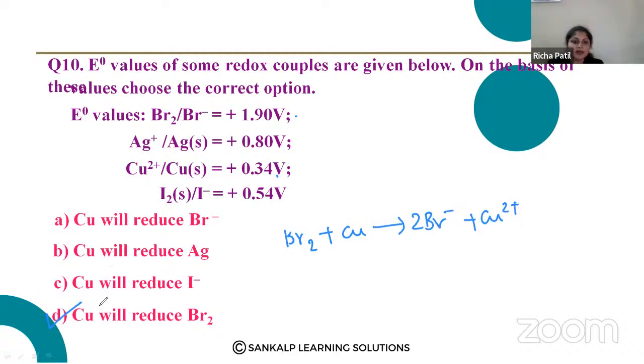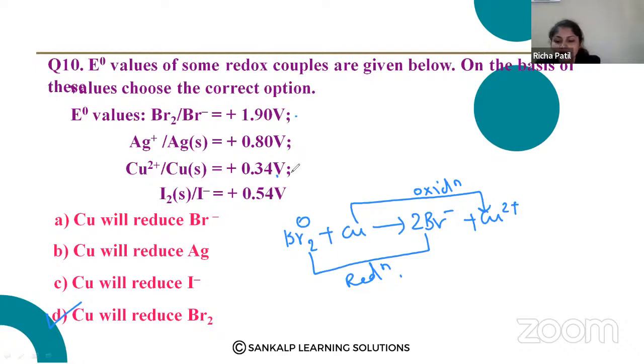So Cu will reduce Br2. You know Br2 is 0 and this is minus 1, so there is an increase in oxidation number, it is oxidation, and this will undergo reduction, a decrease. So this is an example of standard reduction potential. The higher the value, the more it will reduce.